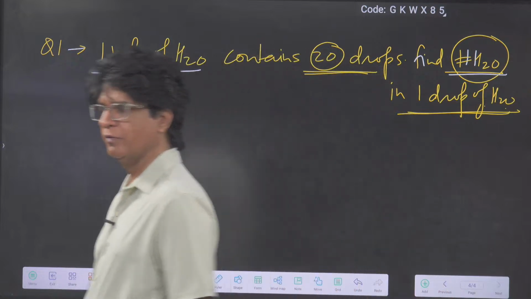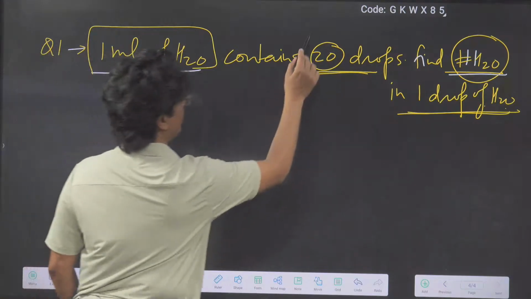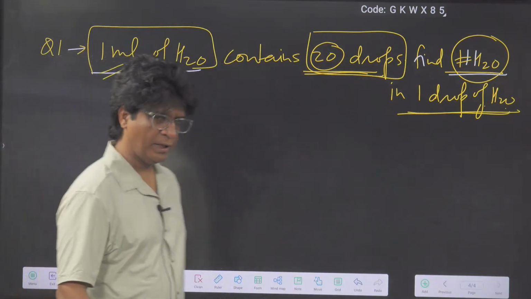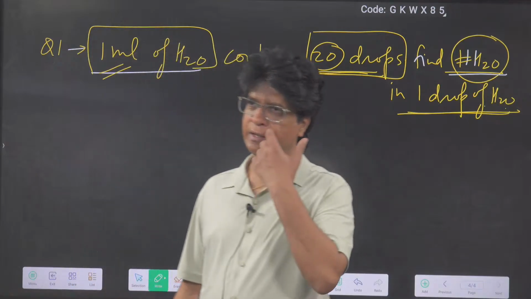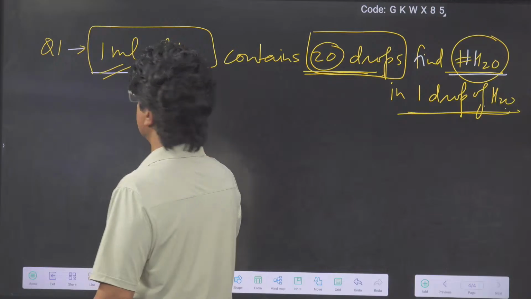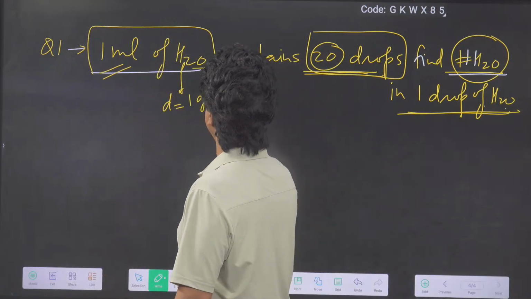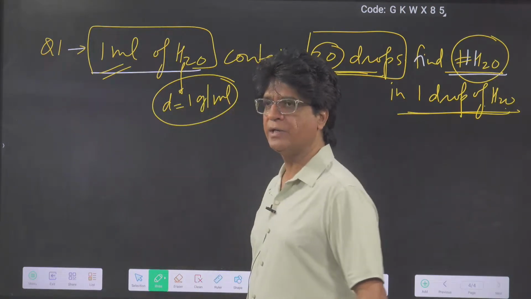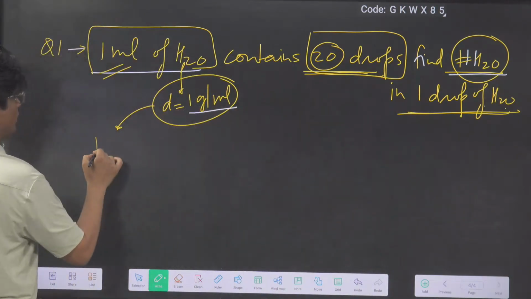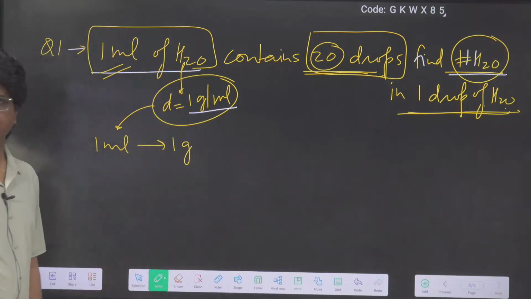Okay, let's try solving it, right? See that stuff. So 1 ml of water contains 20 drops. So whenever they give you water, and if nothing else is mentioned, it is in the liquid state, right? And density of water, I have given you a couple of questions previously as well. Density of water is what? 1 gram per ml. And how to decode the density? The density being 1 gram per ml, it means that 1 ml will have the weight of 1 gram.